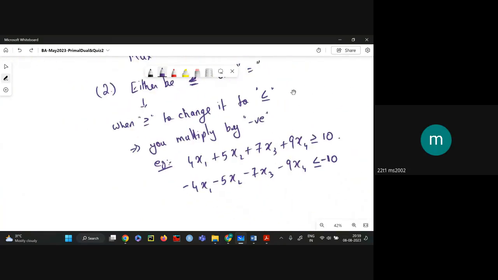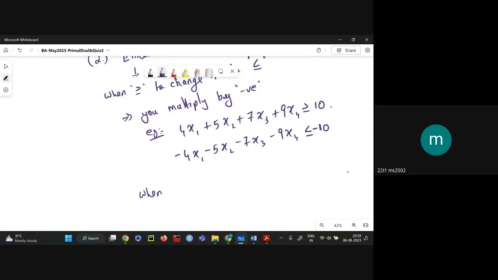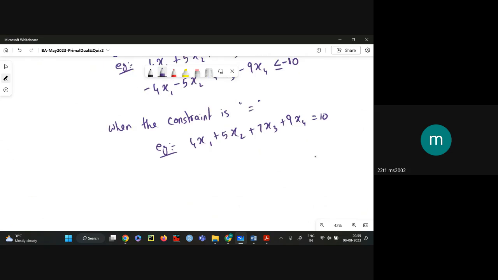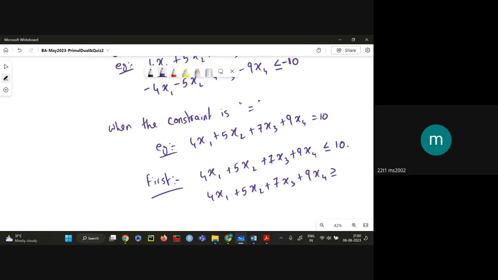Okay. Now comes the question of what if I have an equal to constraint. So when the constraint is equal to, for example, let's say I have a constraint like 4x1 plus 5x2 plus 7x3 plus 9x4 equal to 10. To convert it to standard form, I must follow a two-step procedure. First, I would write this as two constraints. What does that mean? 4x1 plus 5x2 plus 7x3 plus 9x4 must be less than or equal to 10, and 4x1 plus 5x2 plus 7x3 plus 9x4 must be greater than or equal to 10.